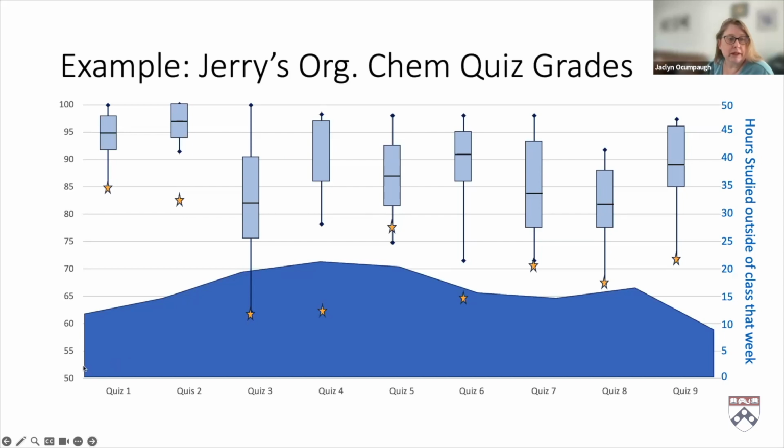Right. So if we look to the left here, we see that the minimum value for his study time is 9 hours a week, and then it goes up over the 20 mark in quiz 4, even as he's performing really, really poorly. Right. So just telling Jerry to study more is not only not helpful, it's probably going to be exceptionally discouraging and demotivating.